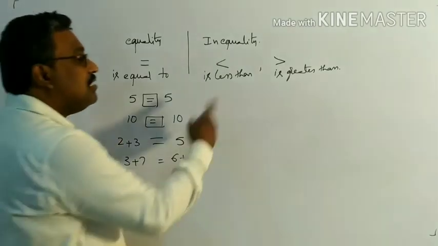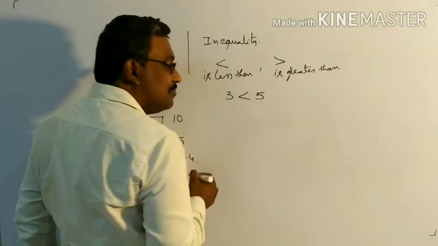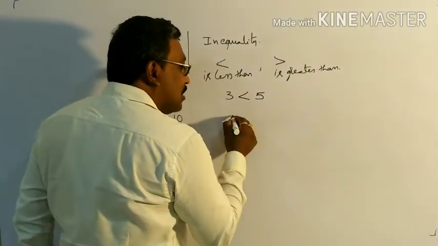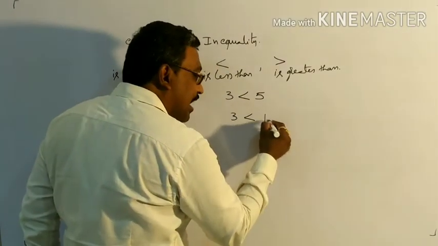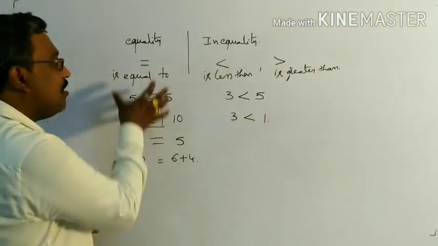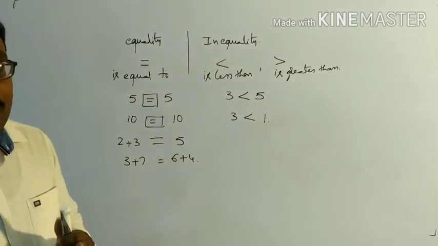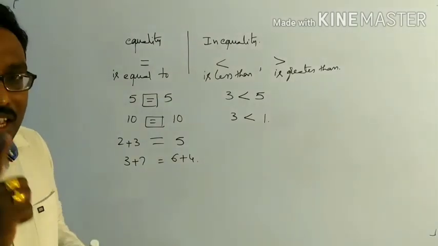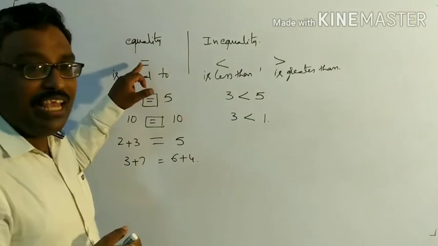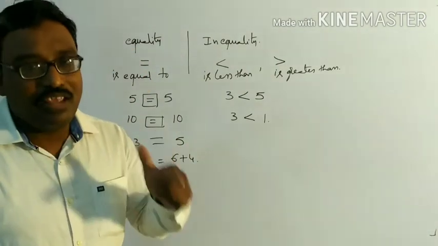Is less than. Suppose 3 is less than 5. Is greater than. Suppose 3 is greater than 1. Like that we can write. So this is called equality and inequality. Now our chapter came, linear equation. This is equation. That means we need the is equal to symbol.